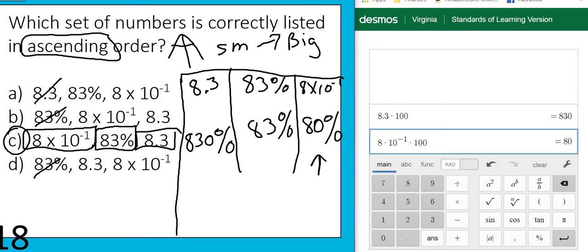Again, take your time. Don't work too hard. Don't panic. Try to stay organized on your paper. Draw lines. It helps a lot. And always, always, always use your calculator. Okay? So let's go on to the next problem.